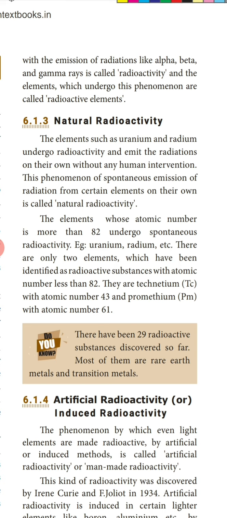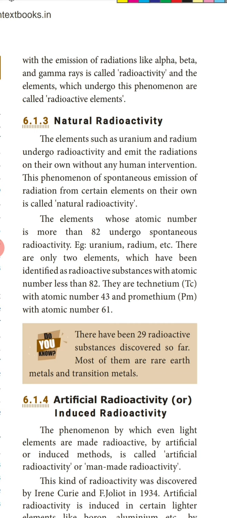There have been 29 radioactive substances discovered so far. Most of them are rare earth metals and transition metals. 29 radioactive elements இதுவரைக்கும் கண்டுபிடிச்சிருக்காங்க. அது மெயின்லி alkaline earth metals-உம் transition metals, D block elements அப்படின்னு சொல்லுவாங்க. So these are the 29 radioactive elements.